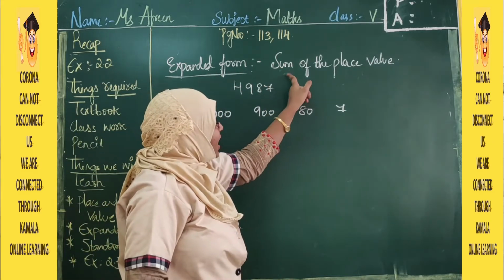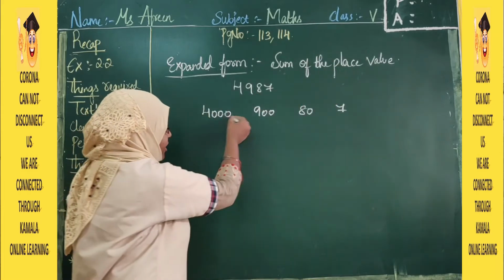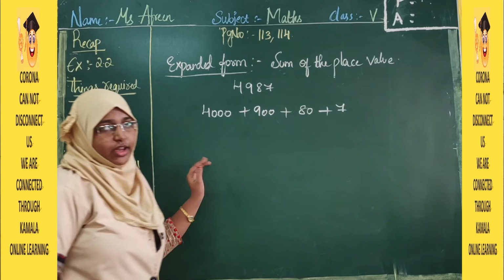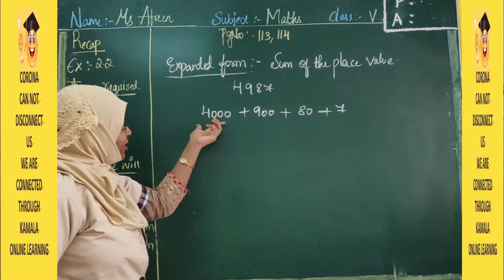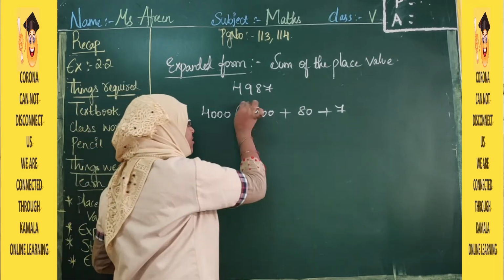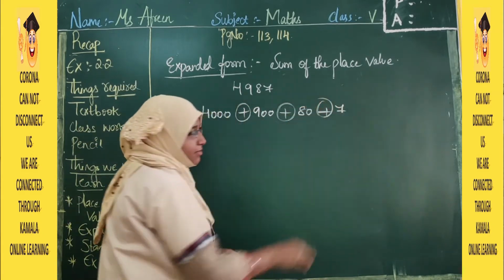So what are we going to do? Addition of place values. Now we have written the place values, and simply we are going to add them. This is our expanded form, where we have written in detail. In detail we have written, we have added plus. This is our sum.